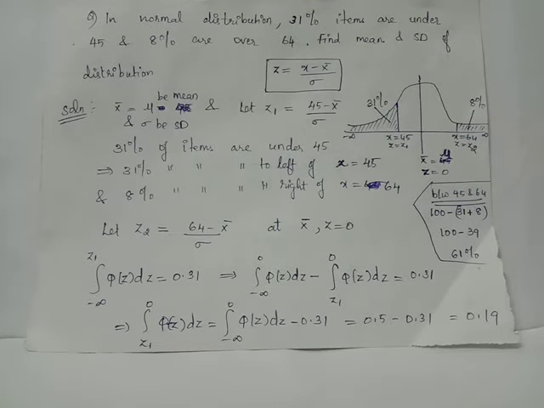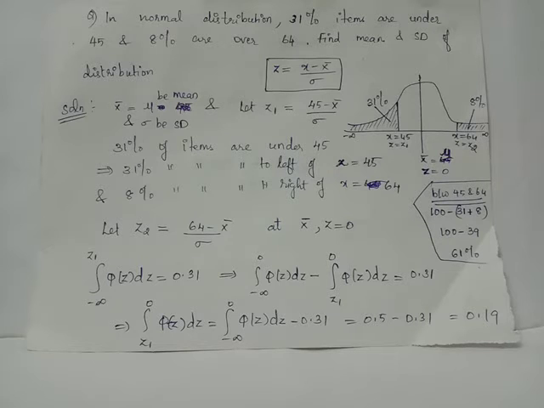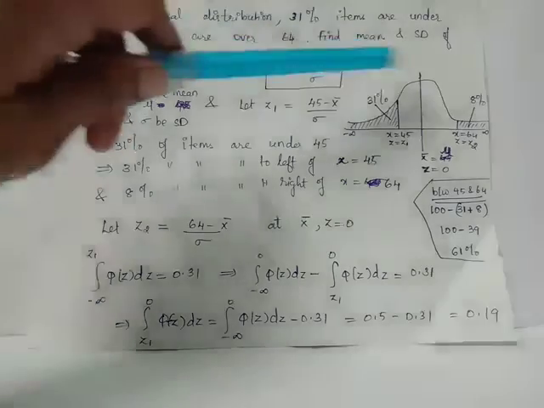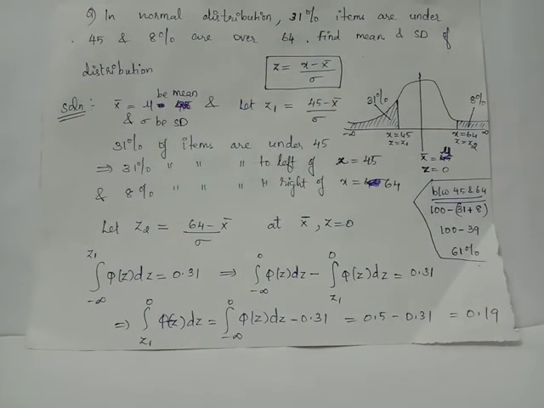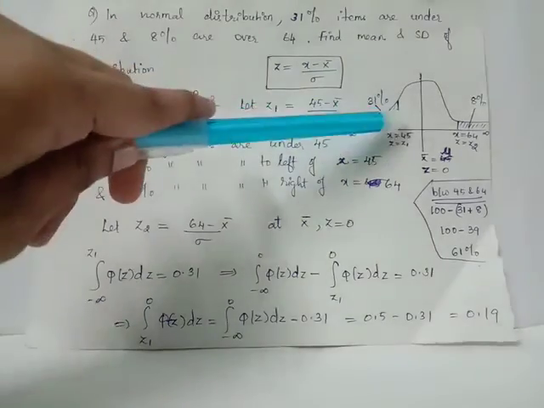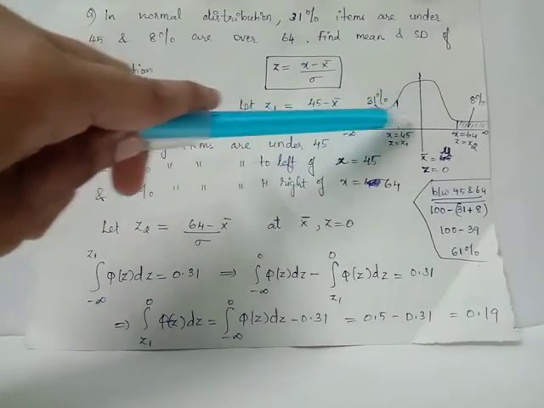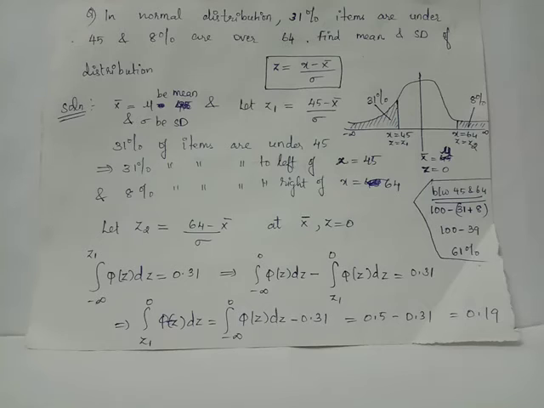Since we are aware that the area from negative infinity to 0 equals 0.5, and we have already been given the information that the area under the curve from negative infinity to z equals z1 equals 0.31, in order to find the area under the curve from z1 to 0, we just have to take 0.5 minus 0.31, which equals 0.19. Or you can consider, since to the left of the axis of symmetry 50% of items are marked and here you have 31%, so between these 2 points, z equals 0 and z equals z1, you have 50% minus 31% equals 19% of items marked between z equals 0 and z equals z1.